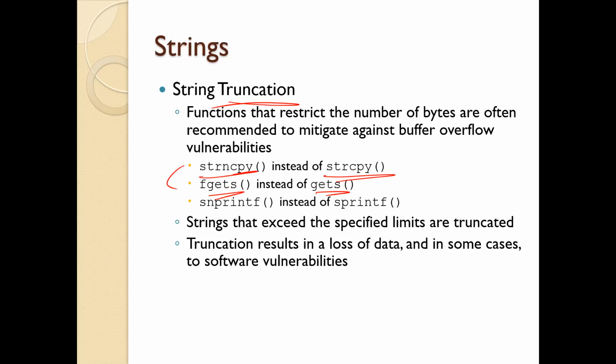C does have this behavior sometimes, that when you have not just strings but integers too, actually all kinds of variables that exceed the specified limits can be truncated. So it doesn't error out, but it corrupts the data. Truncation results in loss of data, and in some cases it could even result in software vulnerabilities.